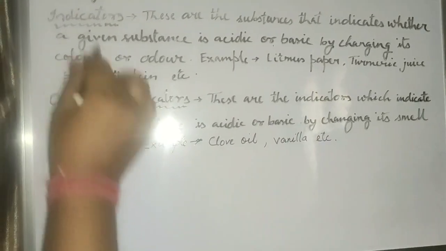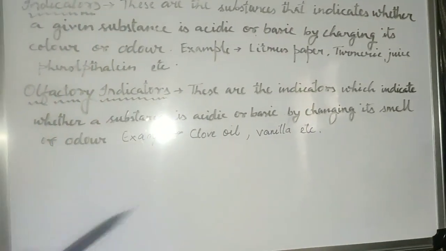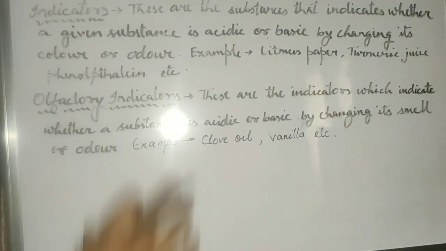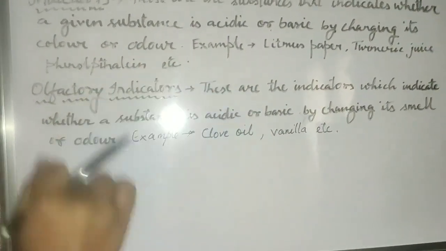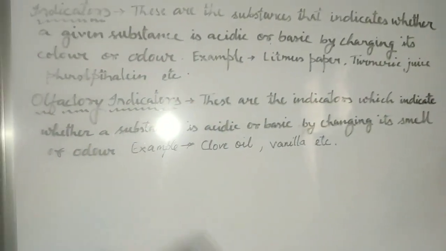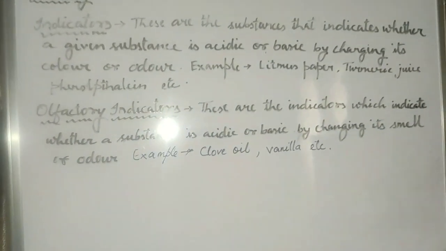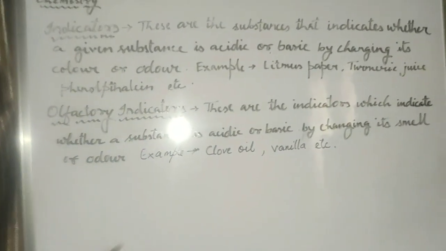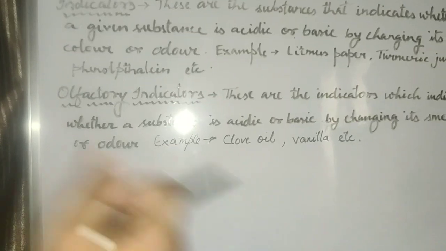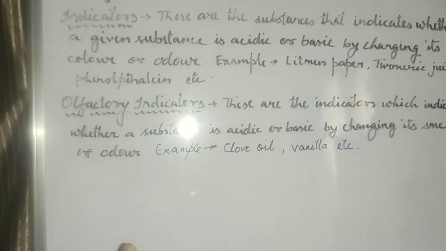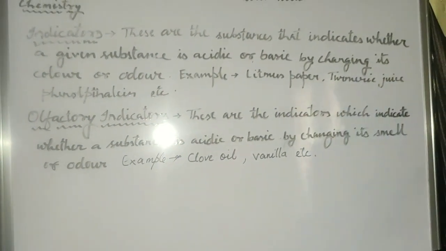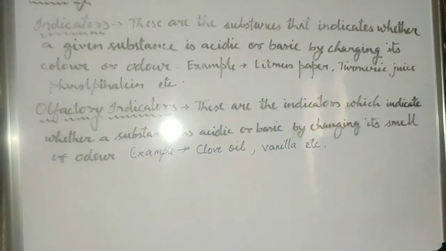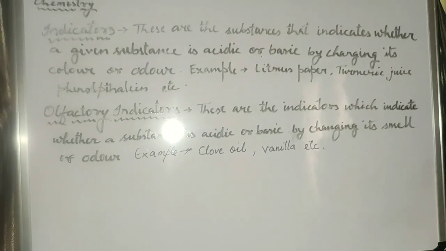Next, there are two types of indicators: synthetic indicator and natural indicator. This I have not written here. Synthetic indicators are the indicators which are prepared in the laboratory. Now, the natural indicators, the indicators which are derived from nature. For example, turmeric juice, red cabbage juice, China rose juice, all these are natural indicators.